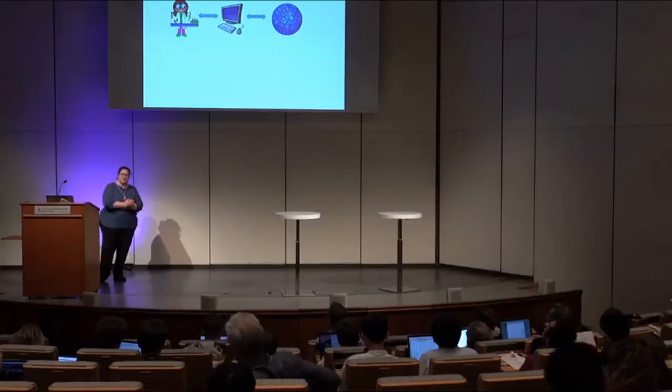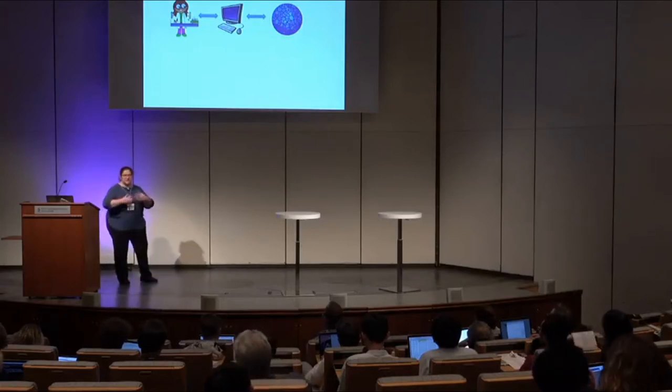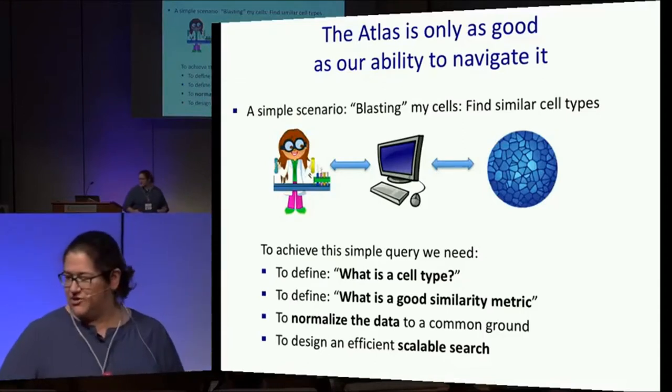And we need to be able to BLAST cell types, both at the level of a cell type: here's a population, I want to see if this population has been found. And BLAST the cell mixture: here's my set of cells, where did they map onto the atlas? Even something as simple as that is actually quite complex, and we actually have to think as a community.